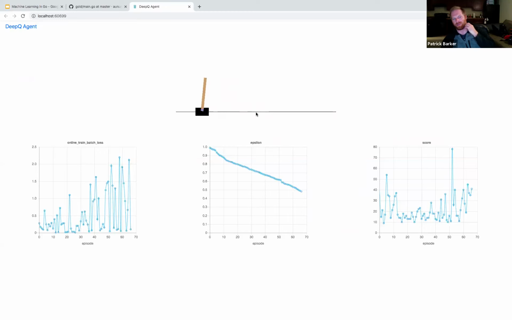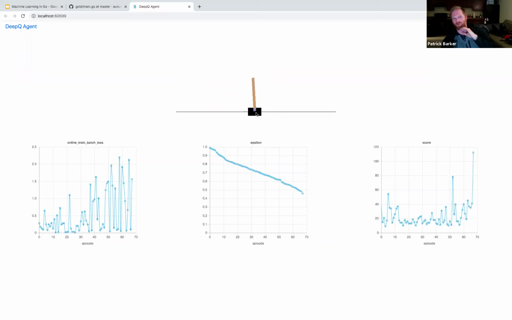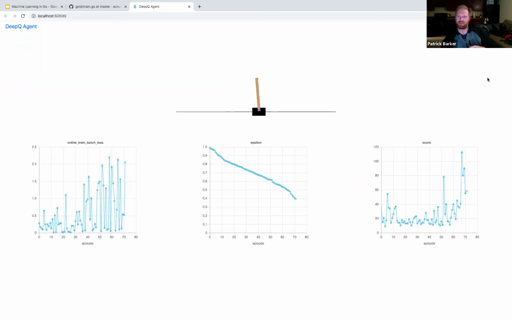This is kind of the most hello world reinforcement learning problem. For each time step it stays up, it gets a reward, and slowly this deep neural network is going to learn, based on the rewards it's getting, to push the cart left or right to balance it. On the right-hand side, we can see our score is slowly starting to converge. The epsilon here is our exploration.